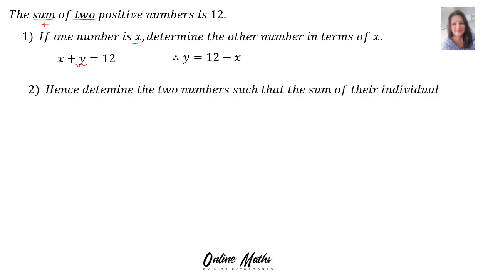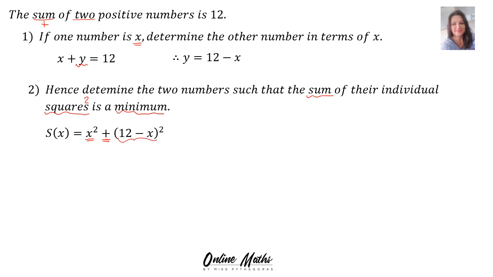Question 2. Hence, determine the two numbers such that the sum of their individual squares is a minimum. So again, minimum, maximum, differentiate, equate to 0. But we need something to differentiate, so we need an equation. Now, do you agree? The sum, there's the plus, of the individual squares. Squares means to the power of 2. So the one number was x squared, their sum, and the other number was (12 minus x) squared.